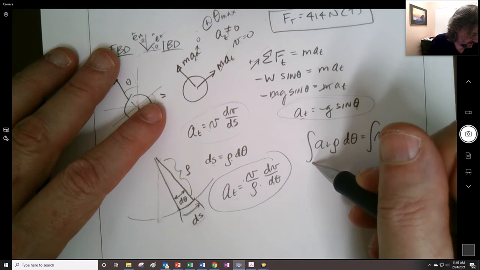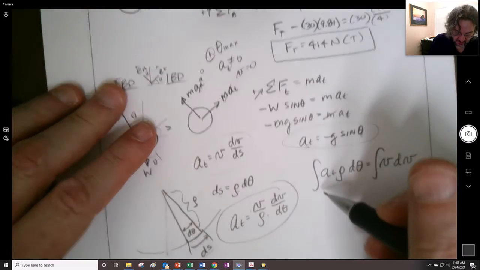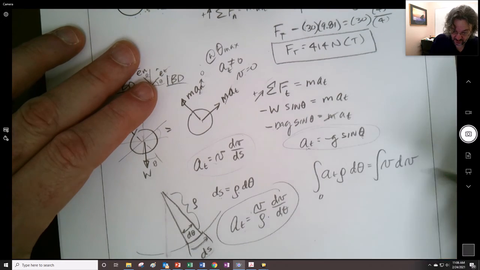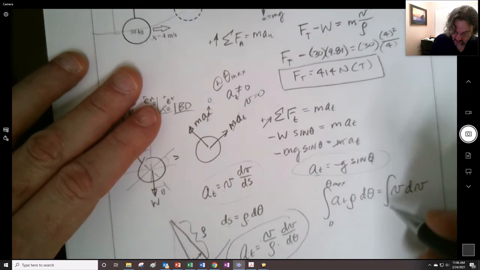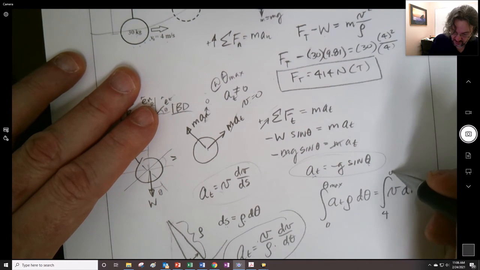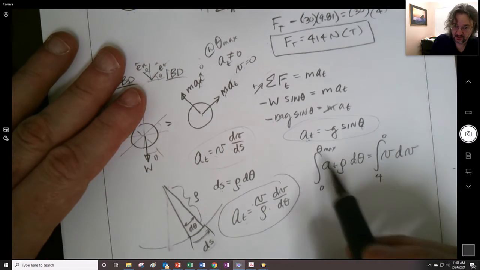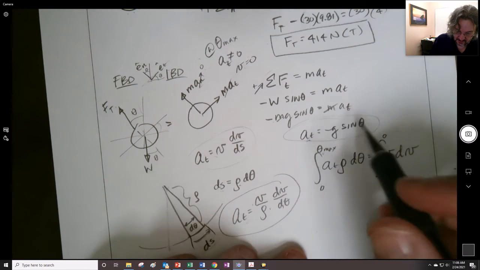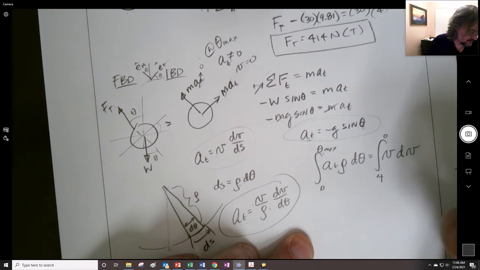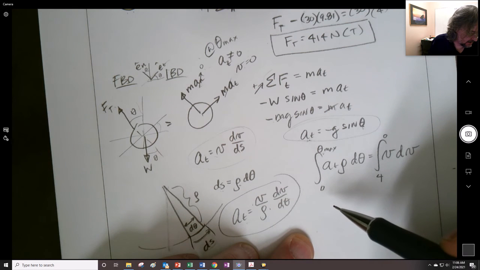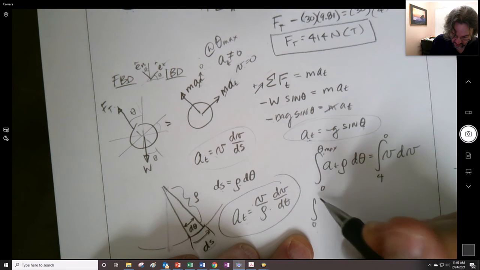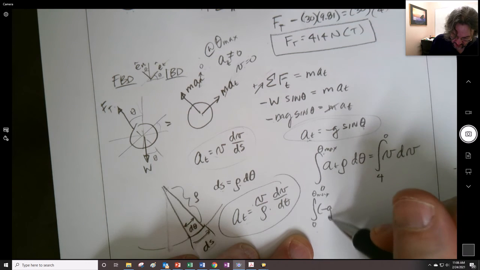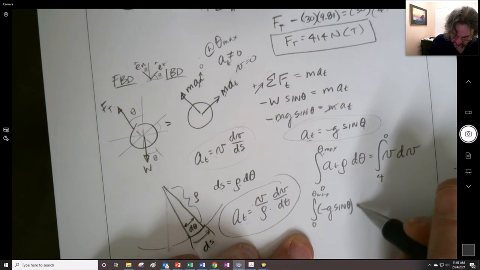And we can integrate from the two extremes, right? Here it's going to go from 0 to theta max. From here it's going to go from 4 to 0. That's the thing we want to find. So now we're going to be able to figure out what theta max is by sticking that back in there. I'm going to leave this as negative in there. So we take the integral from 0 to theta max, substituting in the negative g sine of theta, d theta.